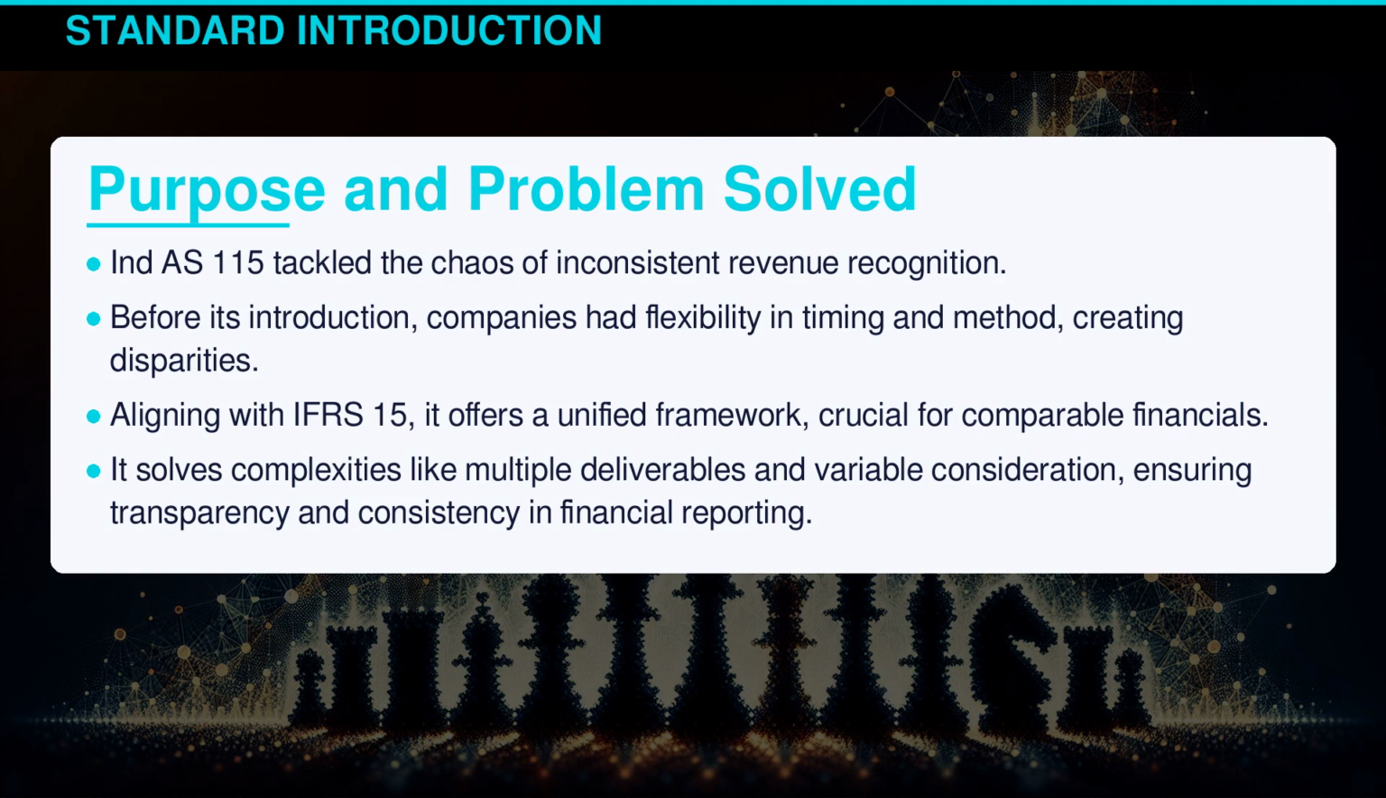Indian Accounting Standard 115 tackled the chaos of inconsistent revenue recognition. Before its introduction, companies had flexibility in timing and method, creating disparities. Aligning with International Financial Reporting Standards 15, it offers a unified framework, crucial for comparable financials. It solves complexities like multiple deliverables and variable consideration, ensuring transparency and consistency in financial reporting.